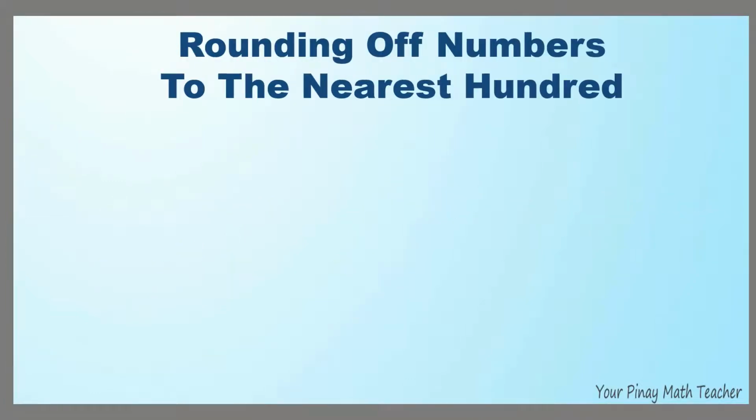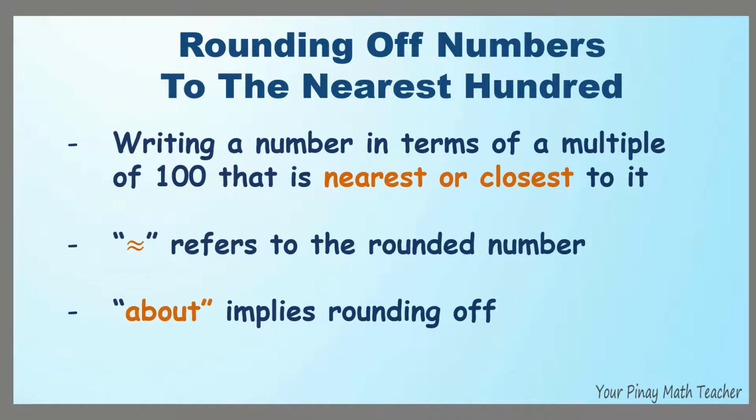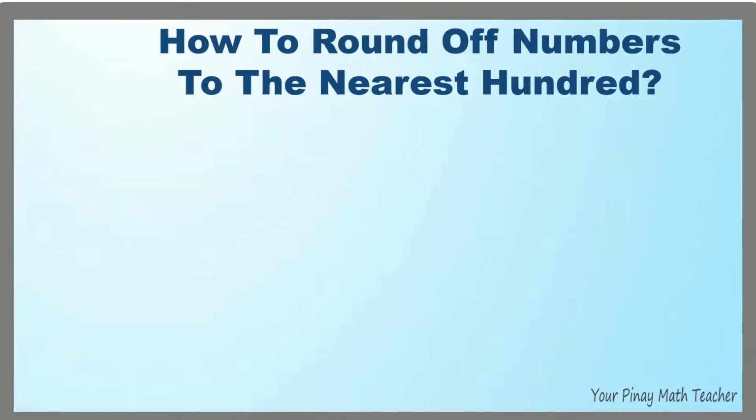At this time, let's round off numbers to the nearest 100. What does it mean? It means that we have to write the number in terms of a multiple of 100 that is nearest or closest to it. This symbol refers to the rounded number, and the word about implies rounding off. How to round off numbers to the nearest 100?